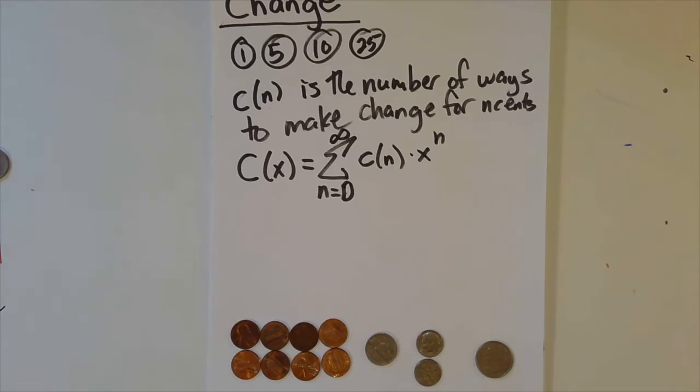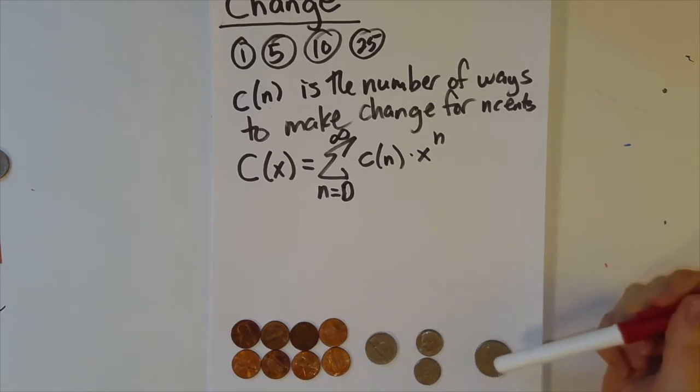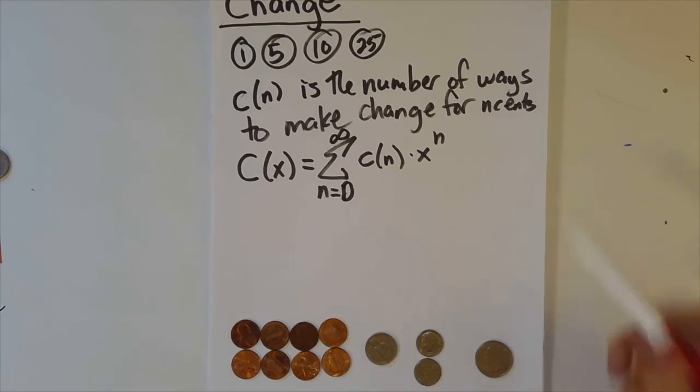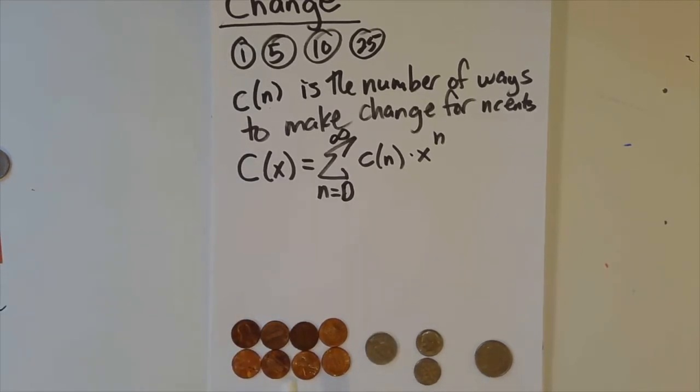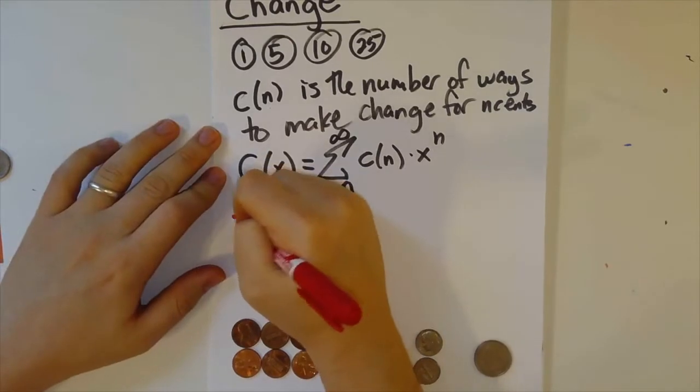Just like in our example with the dice before, I'm going to need a product where each term in the product corresponds to one of these types of coins. I need something that tells me how many pennies I have, something that tells me how many nickels I have, something that tells me how many dimes I have, and something that tells me how many quarters I have. Okay. So let's start with the penny one.